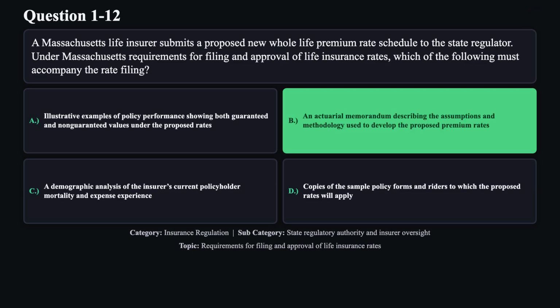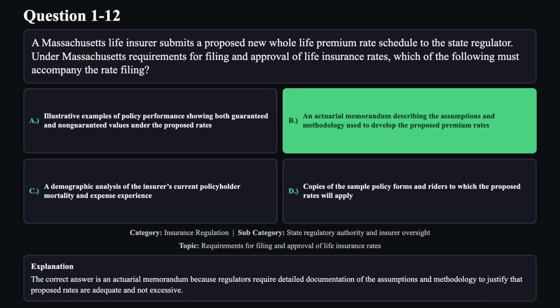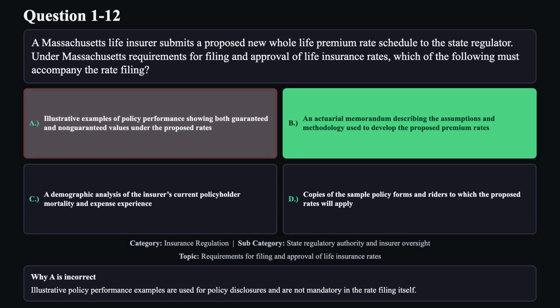The correct answer is B. The correct answer is an actuarial memorandum because regulators require detailed documentation of the assumptions and methodology to justify that proposed rates are adequate and not excessive. Reason A is not correct. Illustrative policy performance examples are used for policy disclosures and are not mandatory in the rate filing itself.